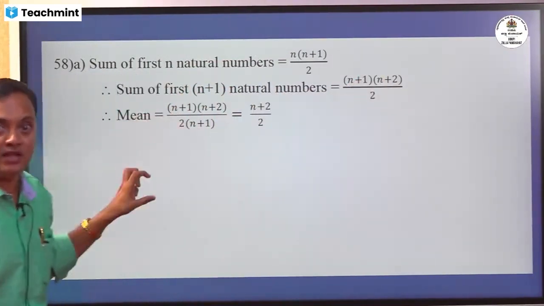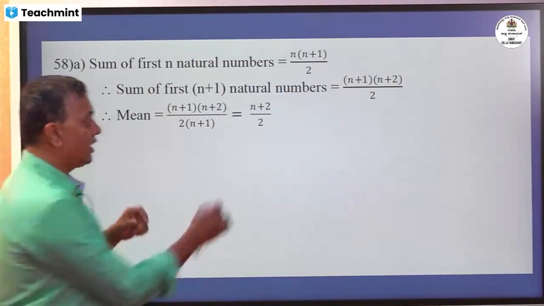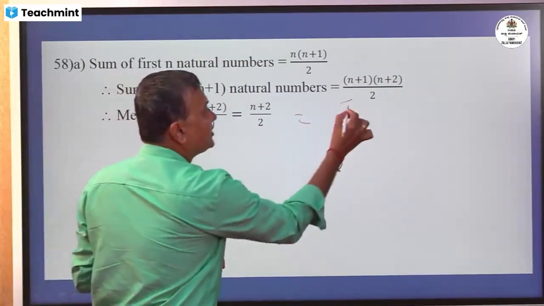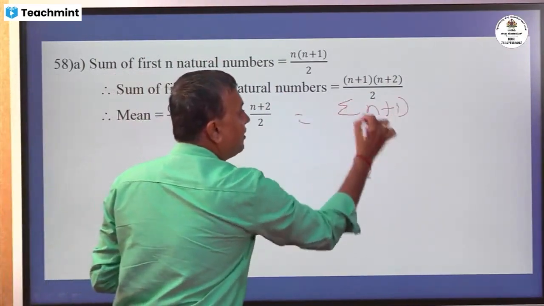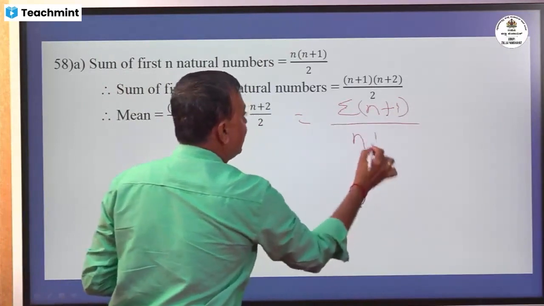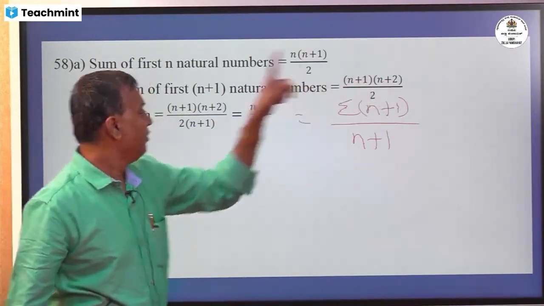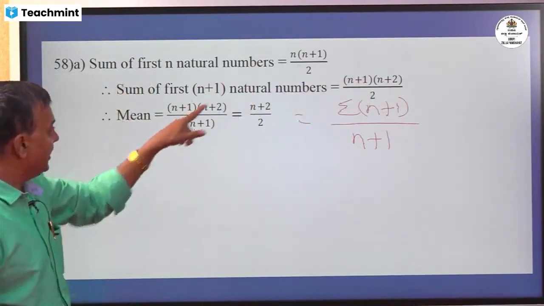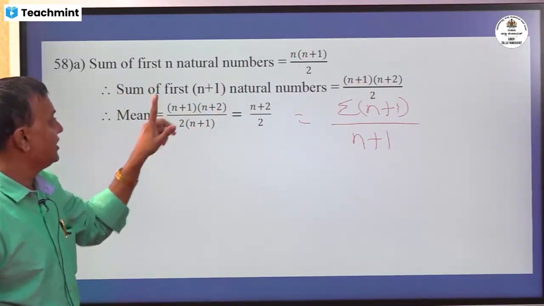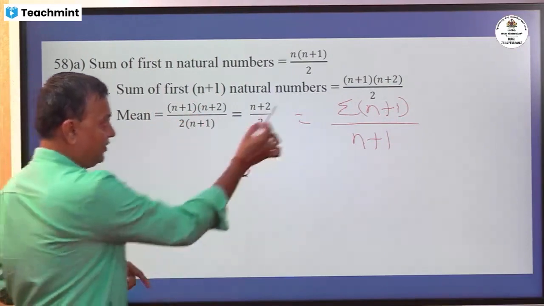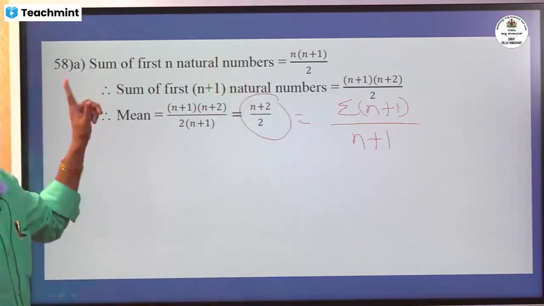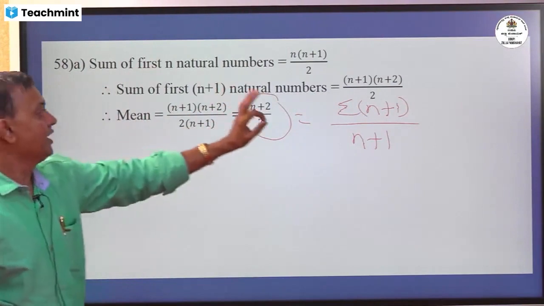Then mean is sigma n plus 1 divided by the number of observations, which is n plus 1. So what is sigma n plus 1, divided by n plus 1? Here 2 comes in the denominator. So n plus 1 cancels. This is the mean of the function. So 58th answer is n plus 2 by 2.